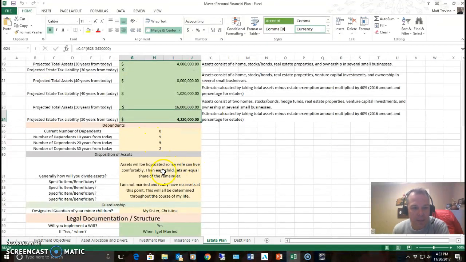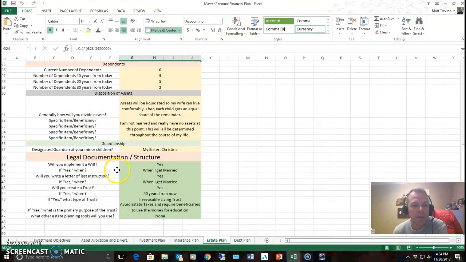So estimate your dependents, estimate how you're going to divide your assets, and how you're going to designate each beneficiary, each child, each trust, or whatever. Designated guardian of your minor children. So in this situation, a sister.